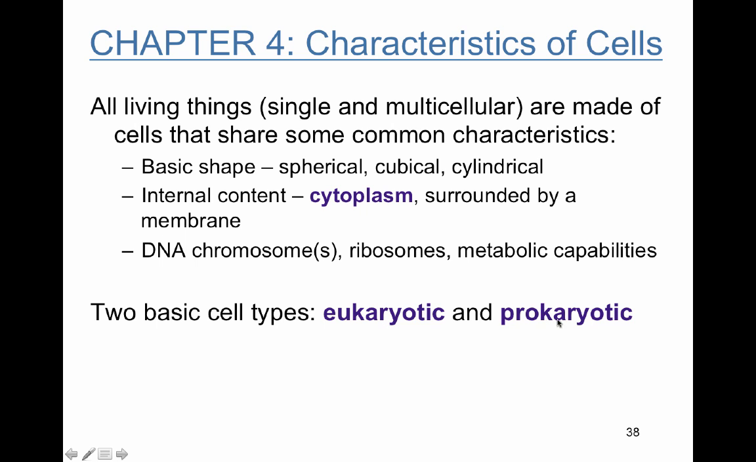They all must have DNA, so they have a DNA genome. In eukaryotes, there are linear chromosomes, and in prokaryotes, there are circular chromosomes. They also must have these protein-making machines that we call ribosomes, and they must have their own metabolic capabilities as well. So remember, viruses we're talking about this semester are considered microbes, but they are neither eukaryotes nor prokaryotes.